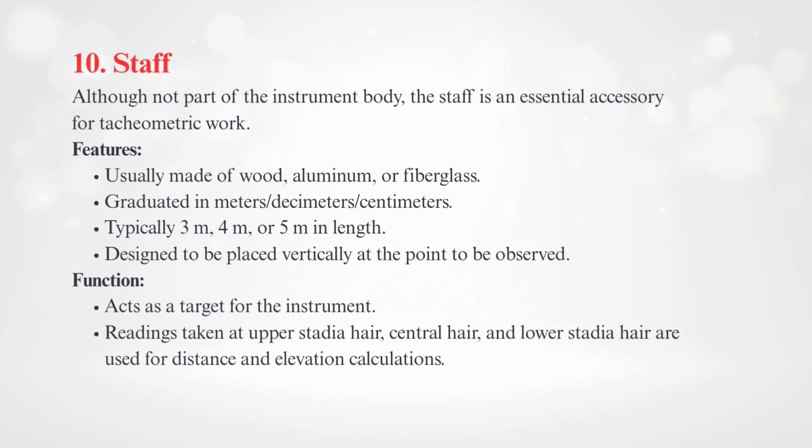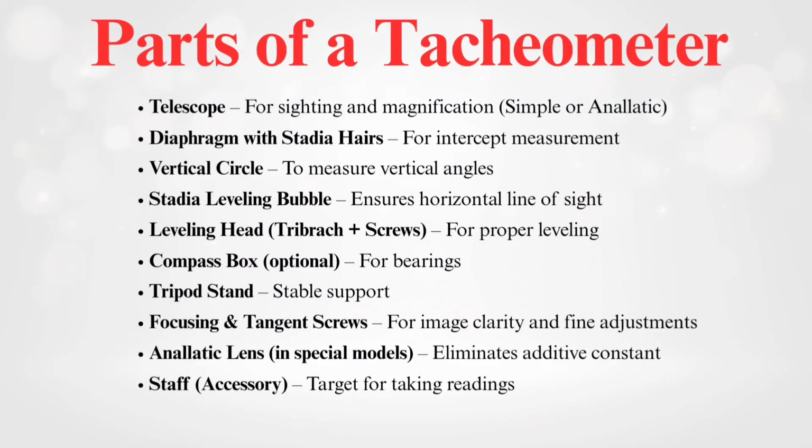The staff is placed vertically at the point where the distance or the elevation is to be measured, and the readings corresponding to the upper stadia hair, central hair, and the lower stadia hair are taken through the telescope to compute the distances and the elevations. So these are the different component parts of a tacheometer.